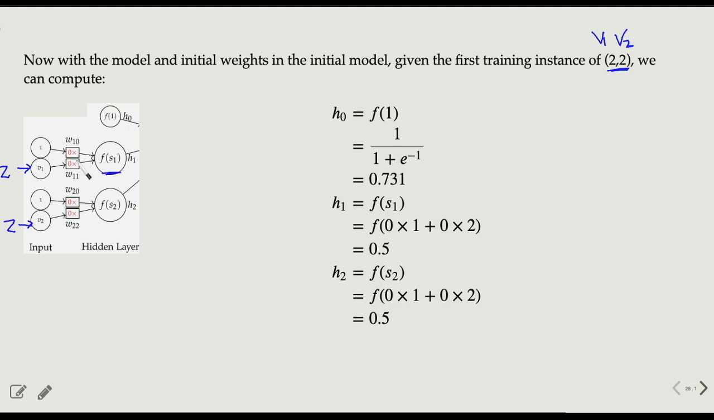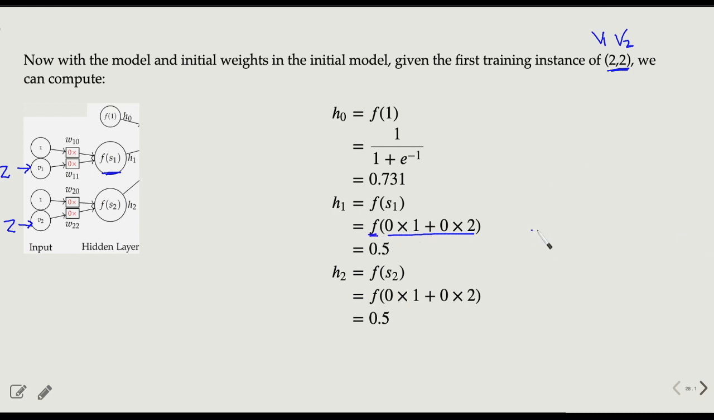We can compute, first of all, the weighted sum of the values. So it's going to be 0 times 1, 0 times 2, which is what happened here. We compute the weighted sum from the input layer, and then we take the sigmoid.